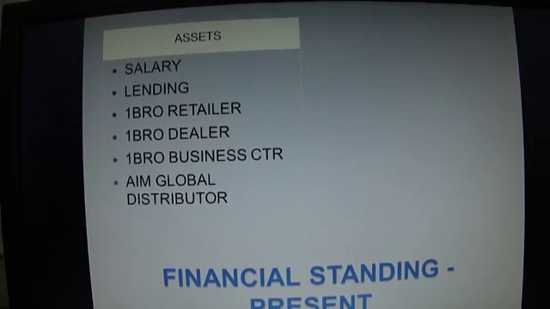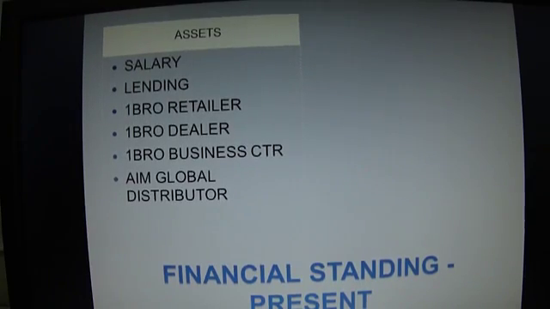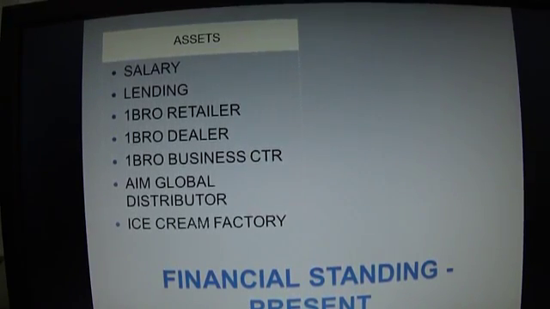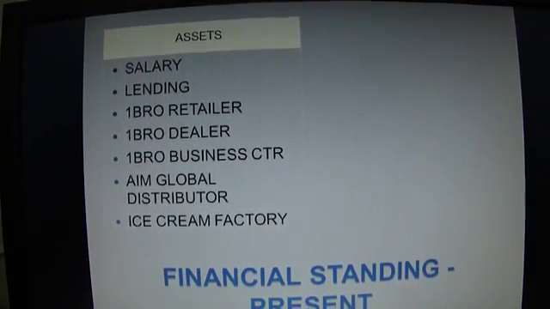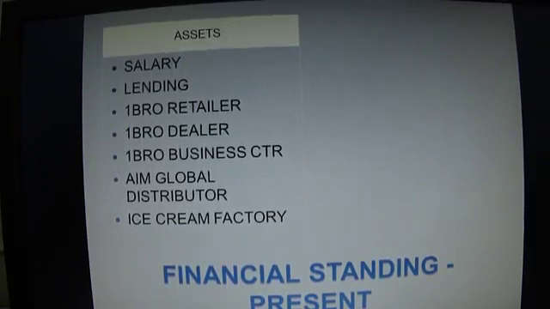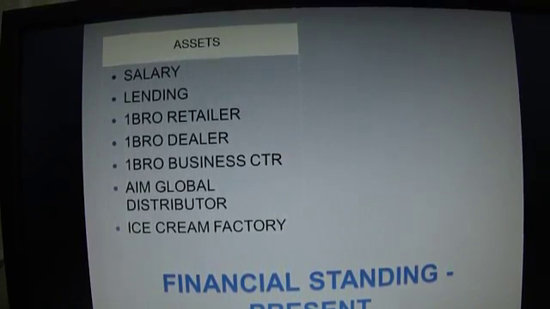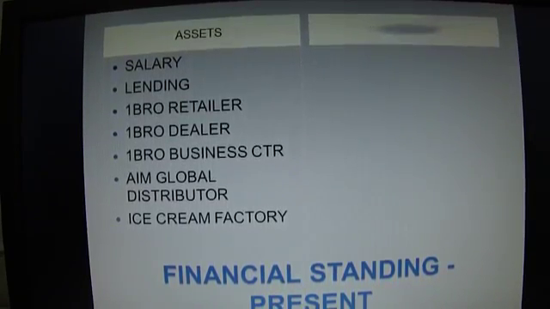I am also a food supplement distributor, which gives me 5,000 pesos earning a month. And my ice cream factory, well known as Dirty Ice Cream, which gives me 5,000 earning a month. If you will notice, I have increased my assets dramatically. Now let us have a look at my present liabilities.